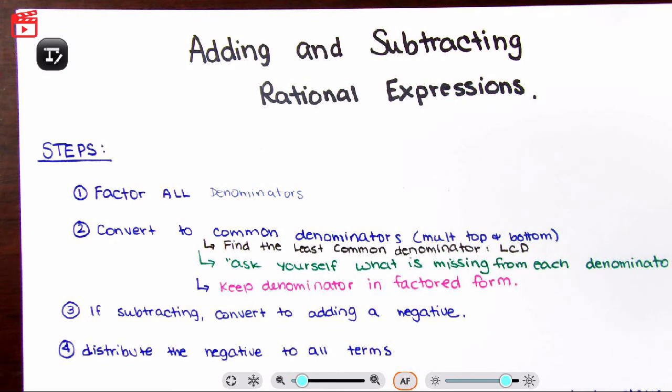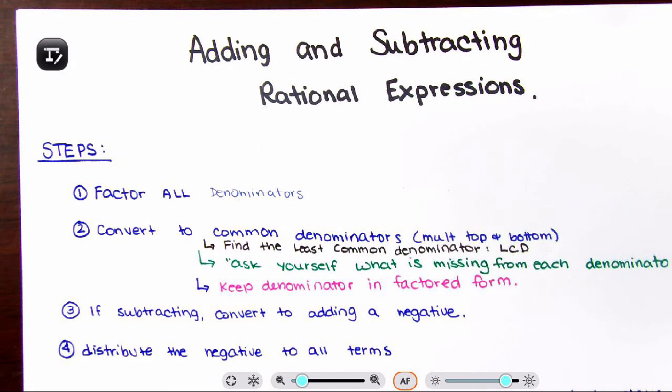So the first thing you're going to do is factor all denominators. Sometimes you're going to be adding 2 terms together, 3 terms, or subtracting. You're going to convert all of those denominators into factors. So you're going to factor denominators. Step number 2 is you're going to convert to common denominators.